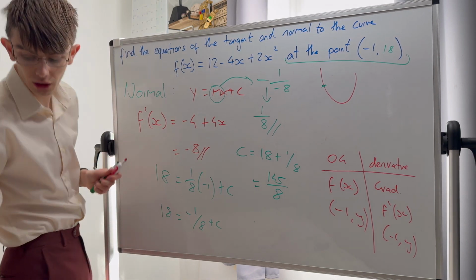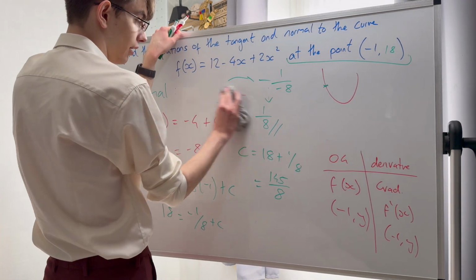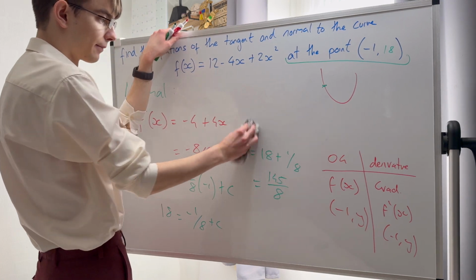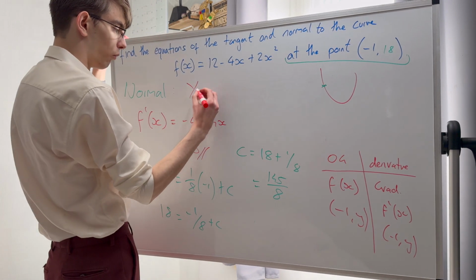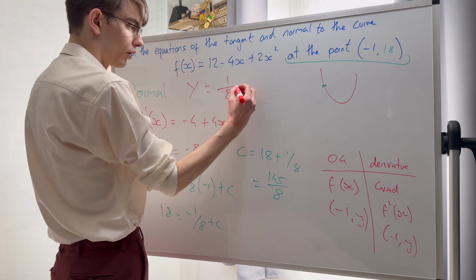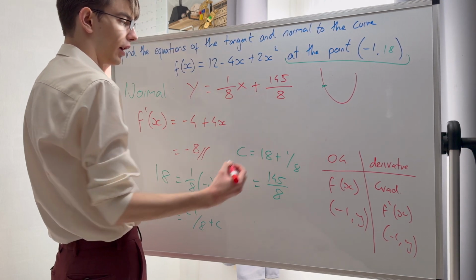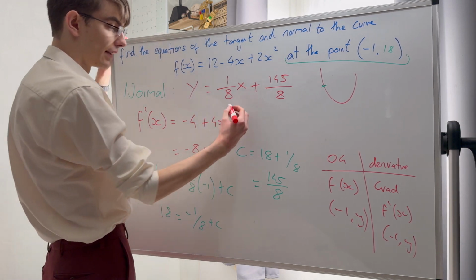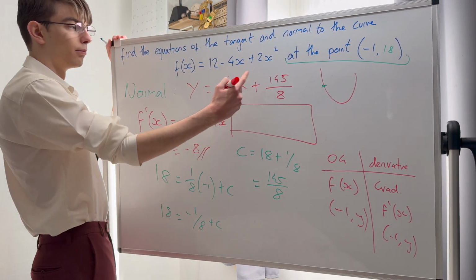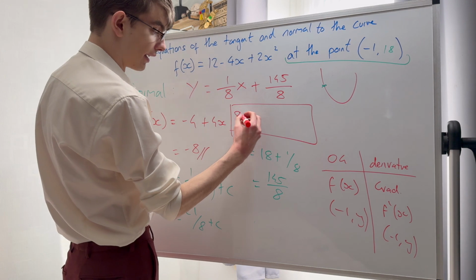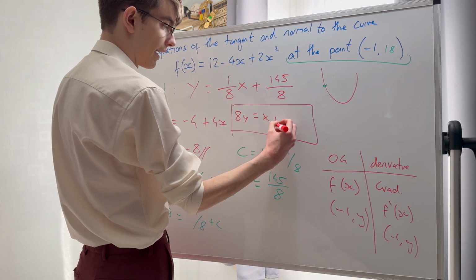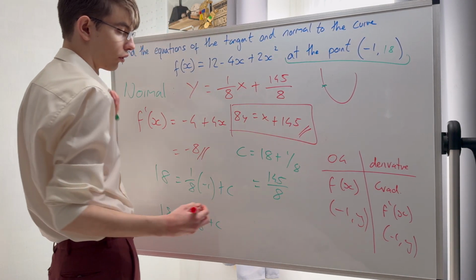So my final equation, I will replace up here for lack of space, is y equals 1 over 8 x plus 145 over 8. Or to make things a little bit easier, I can multiply through by 8 and I can get 8y equals x plus 145.